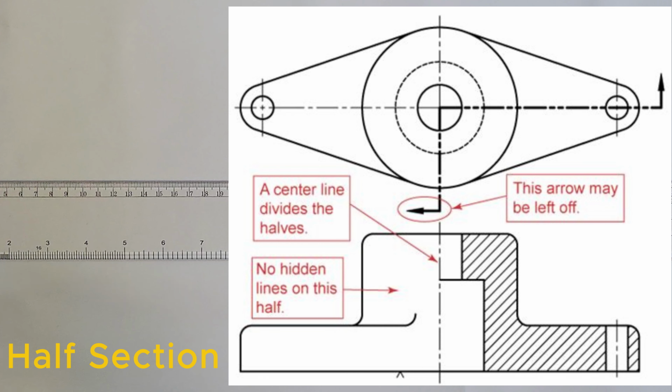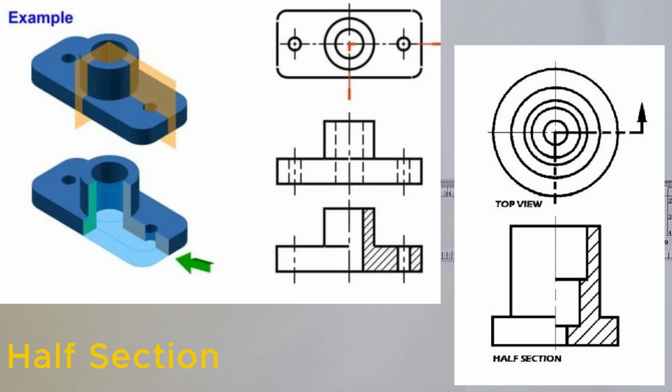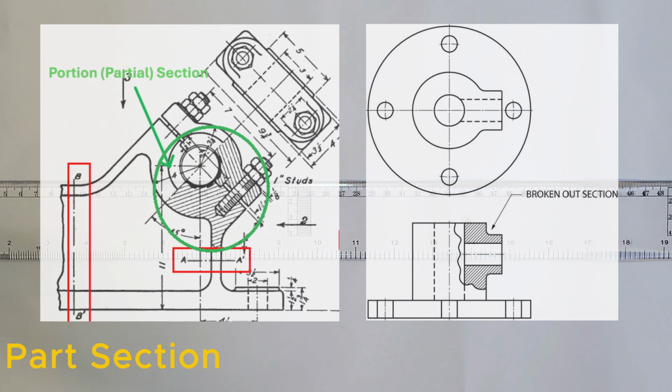Half section. In a half section, only half of the object is sectioned. One half shows the internal features and the other half shows the outside view. It's usually used for symmetrical objects like cylinders or machine parts.